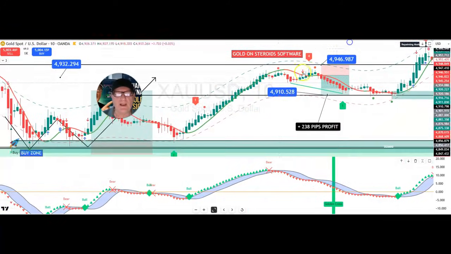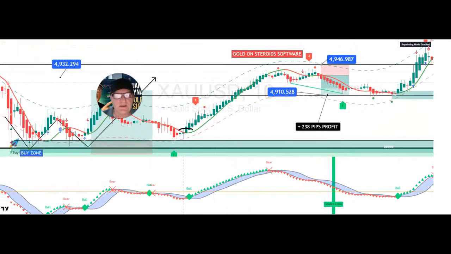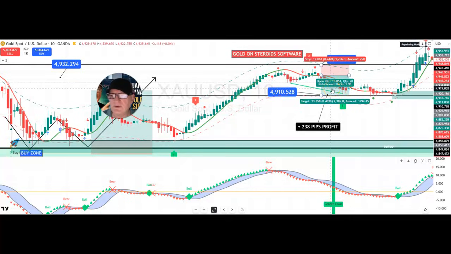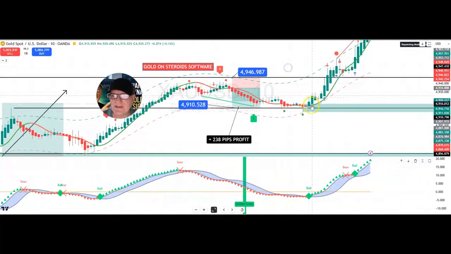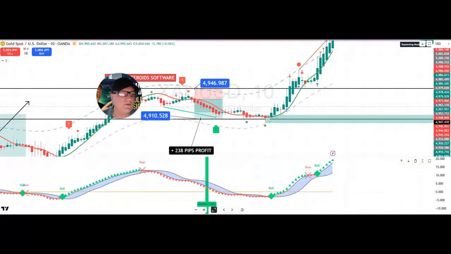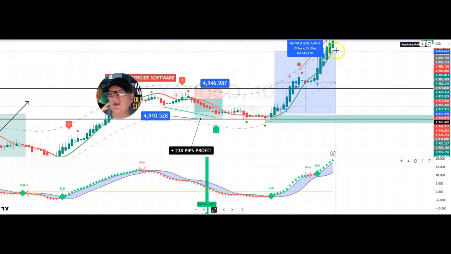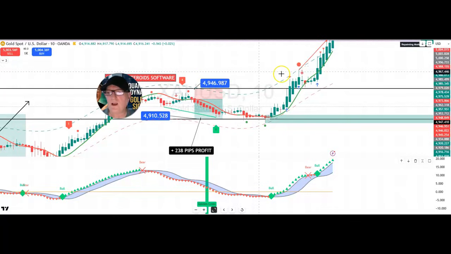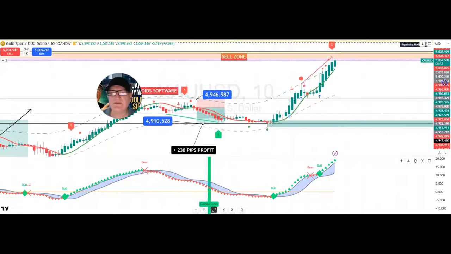So a buy signal back here during the Asian session gave you a lot of money. A sell signal during the London Open gave you 239 pips, I think, 238 pips. And then a buy signal here, well, that would have given you, if you're trading your charts, 822 pips. All right.